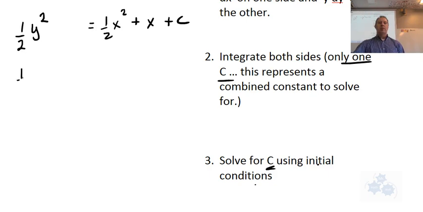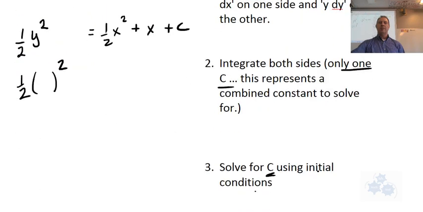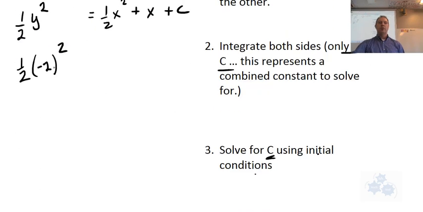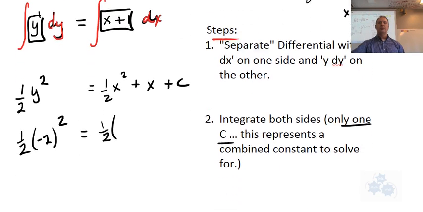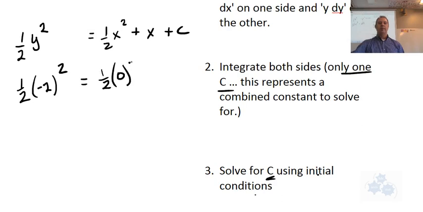And so what do we have? We have 1/2, and we said that that y value was negative 2. So we're going to put negative 2 there. 1/2, the x value we said was 0. So it's going to be 0 squared plus 0 plus c. All right. So this is 4. Half of 4 is 2. And that's 0 plus 0 equals c. So does that look right? C equals 2.